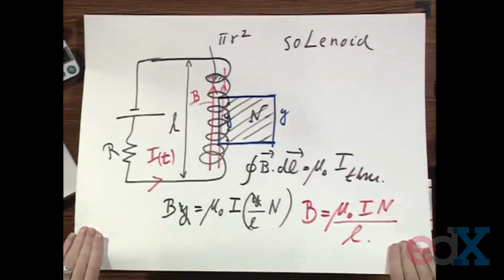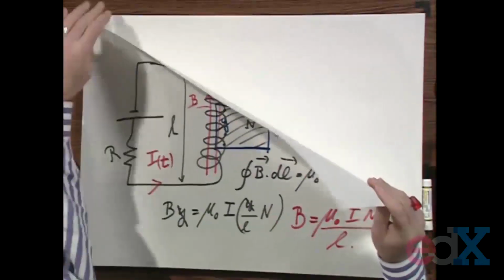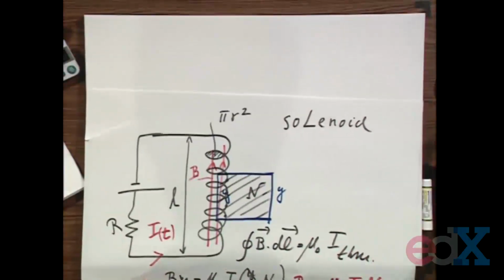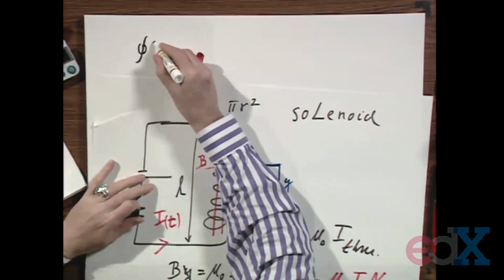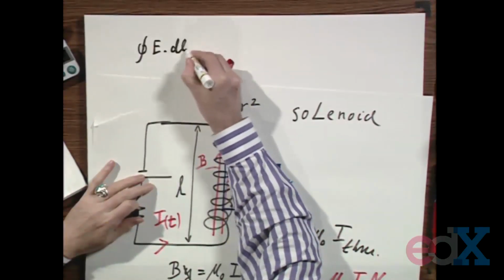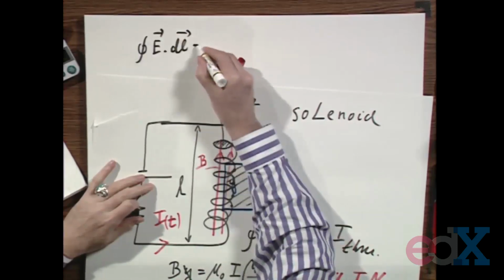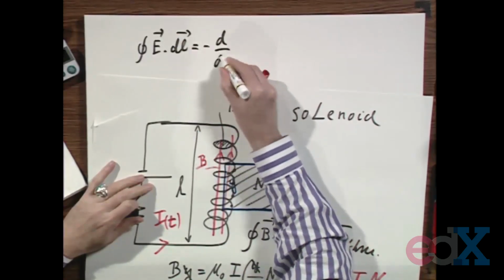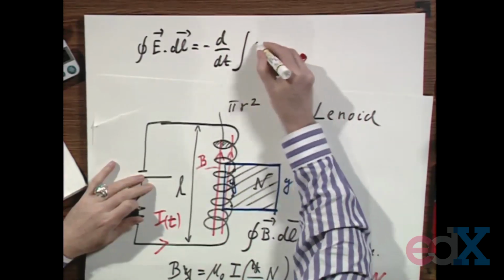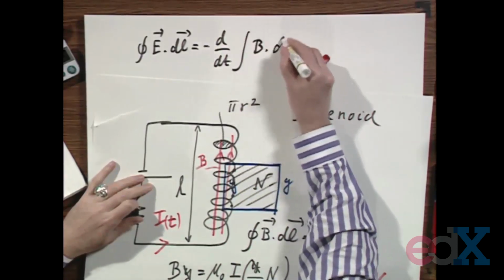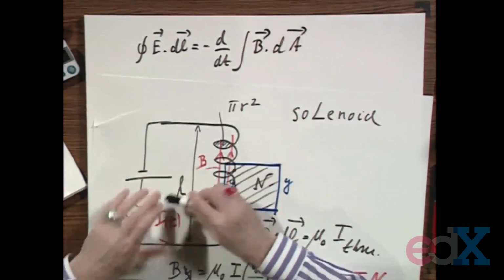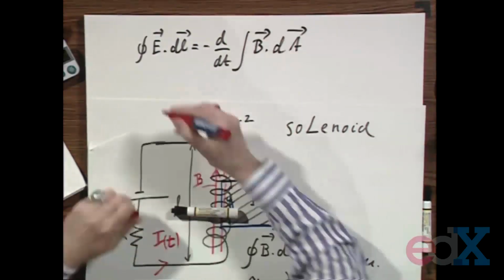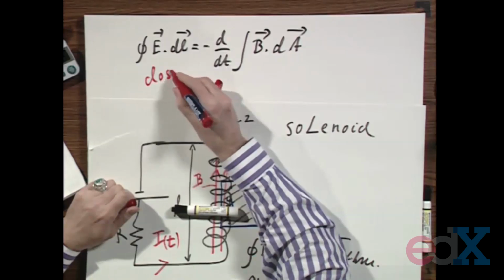Now I want to calculate, in anticipation of Faraday's law, a closed loop integral E dot dl. I know I'm going to need, sooner or later, when I deal with solenoids, this term, d/dt times B dot dA. I will ram it down your throat once more. This is a closed loop.